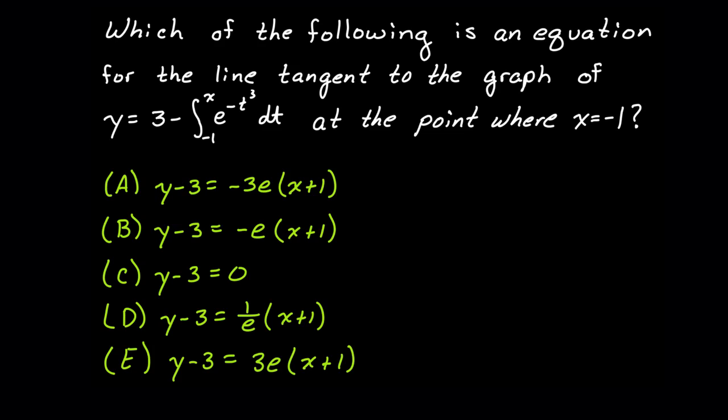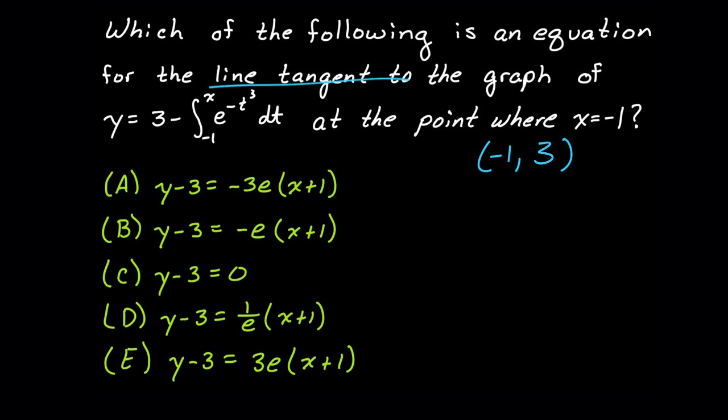And another tangent line problem. Which of the following is our equation of tangent line? And this is our function, or what y equals right here, 3 minus this integral, at the point where x equals -1. So we need a point and we need a slope. So the point is -1, and you would plug -1 into our function. Well, that would give you the integral from -1 to -1, which is 0, leaving you with 3 minus 0, which is 3. So that's the coordinate of our point.